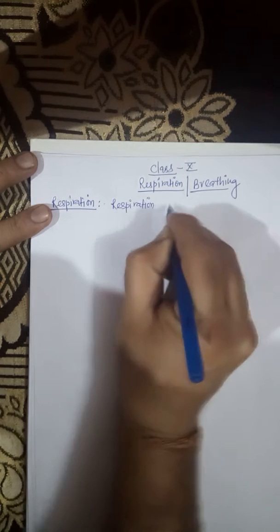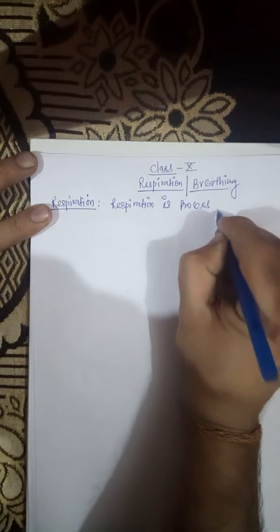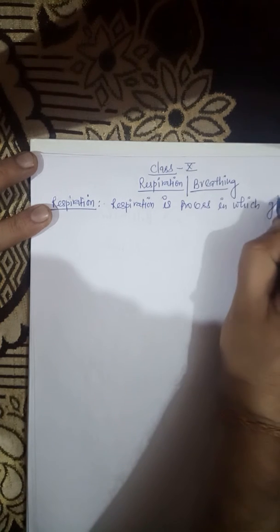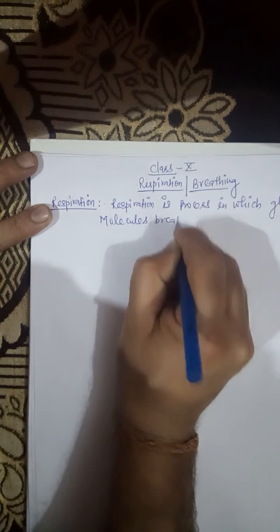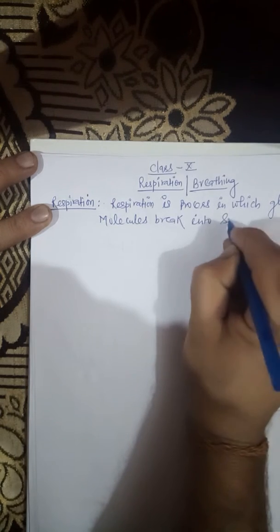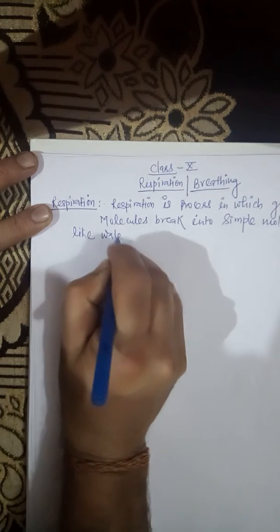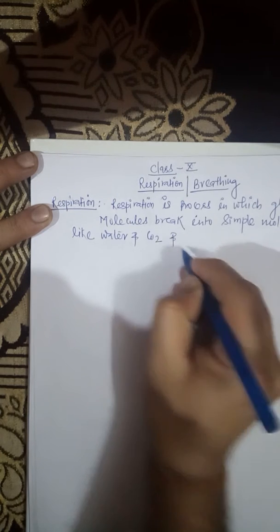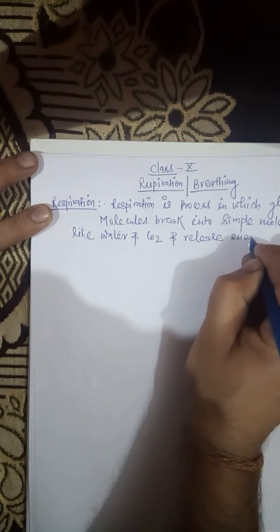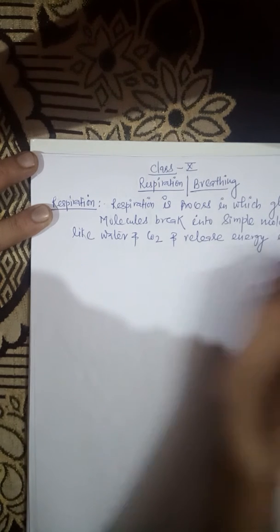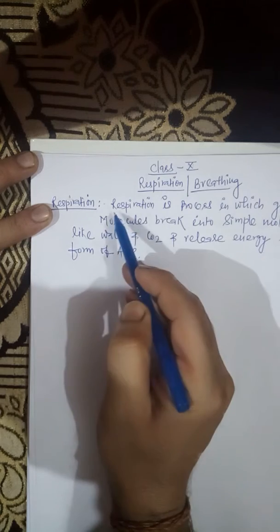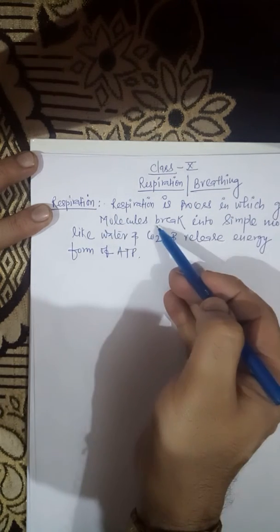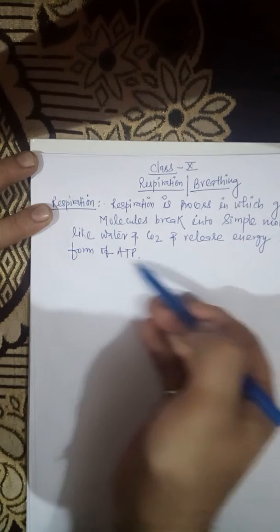Respiration is a process in which glucose molecule breaks into simple molecules like water and CO2 and releases energy in the form of ATP. So again, respiration is a process in which glucose molecule breaks into simple molecules like water and CO2 and releases energy in the form of ATP.